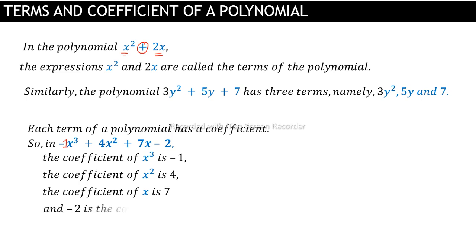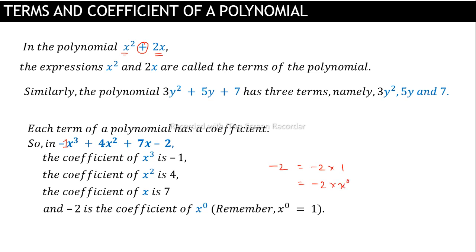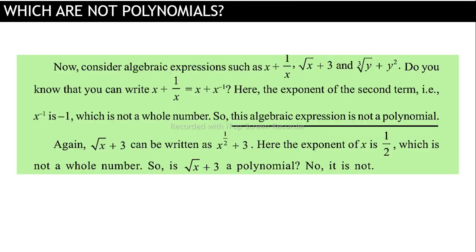And the last one, here minus 2 will be the coefficient of x to the power of 0, as we know that x to the power of 0 is 1. So minus 2 can be written as minus 2 multiplied by 1, and 1 is nothing but x to the power of 0. So minus 2 is the coefficient of x to the power of 0.